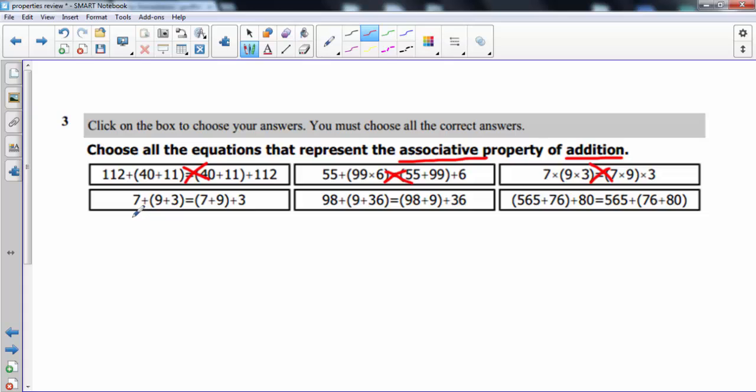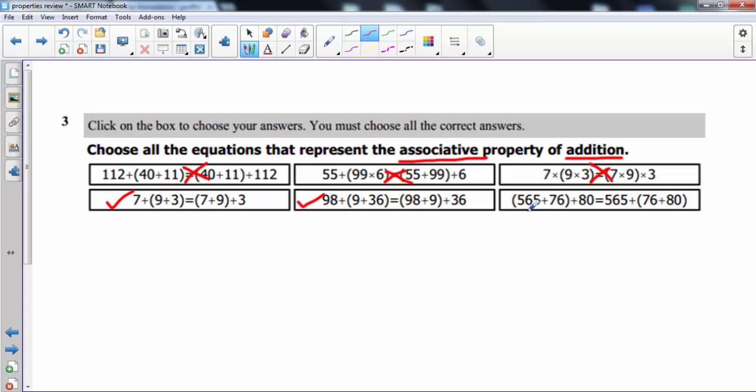I'm going to check the order. 7, 9, and 3. The numbers are in the same order on both sides of the equal sign, and a different pair of numbers is grouped here and here. So this would be a good choice. 98, 9, and 36. They're in the same order, and then we have a different pair of numbers grouped together. That's showing the associative property.